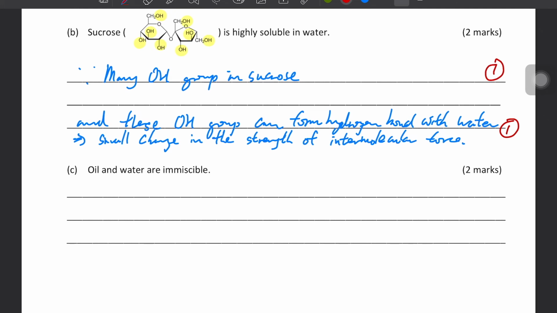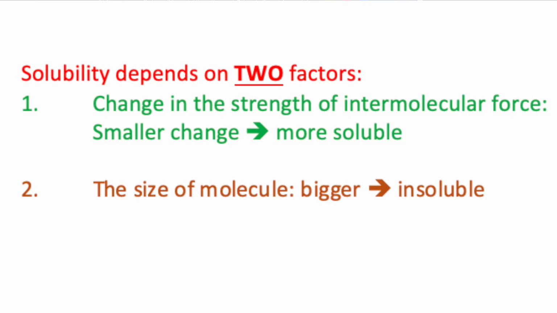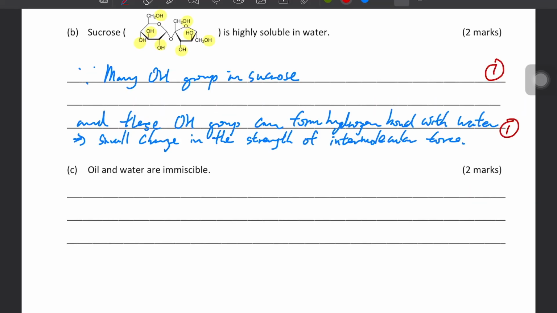The reason is that solubility depends on two factors. First is the change in strength of intermolecular force. Yes, starch can really form many hydrogen bonds with water molecules. But the second factor is the size of the molecule. Starch is far bigger than sucrose. The big structure lowers the solubility. As a result, starch is insoluble.